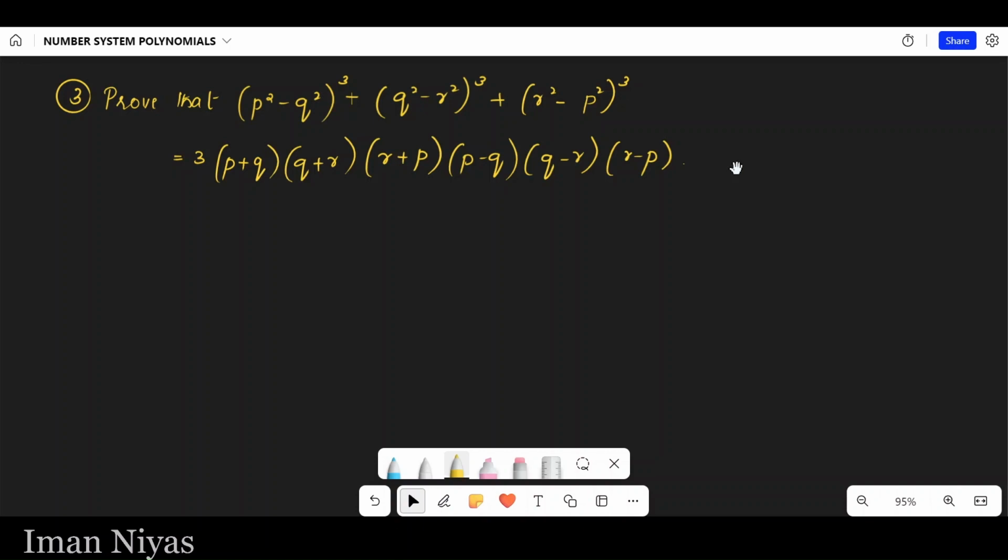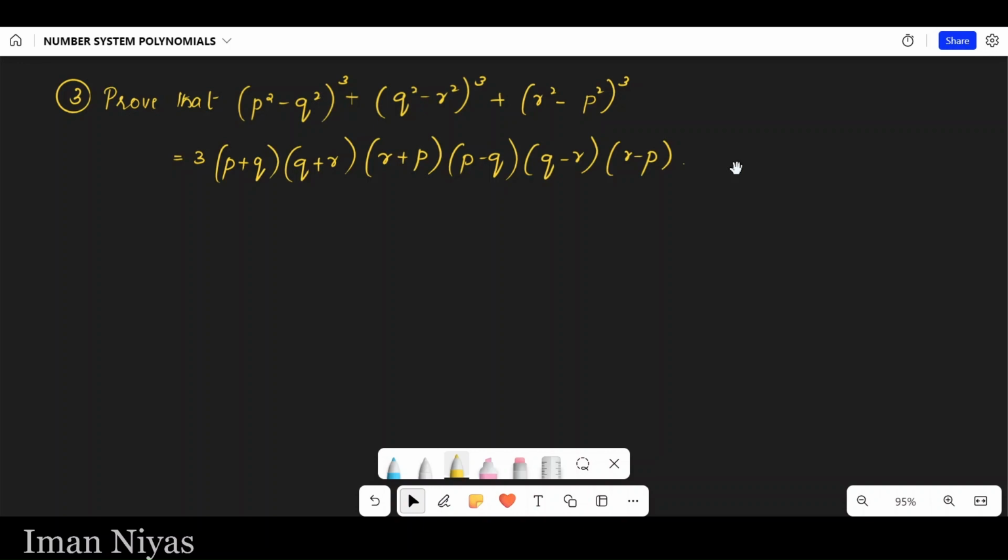Third question: you can see, prove that p square minus q square the whole raised to 3 plus q square minus r square the whole raised to 3 plus r square minus p square the whole raised to 3 is equal to 3 into p plus q multiplied with q plus r multiplied with r plus p, again multiplied with p minus q, q minus r, and r minus p. When you see the question, you will feel that it is very difficult, but it's very simple for you to do. So let's see how we can do this question.